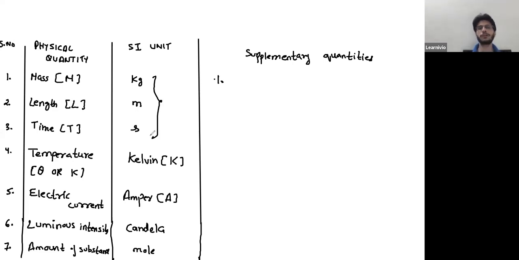No, Rashad, supplementary are not fundamental. The entire syllabus of class 11 can be expressed just in terms of mass, length, and time. Now, these supplementary quantities are basically those quantities.